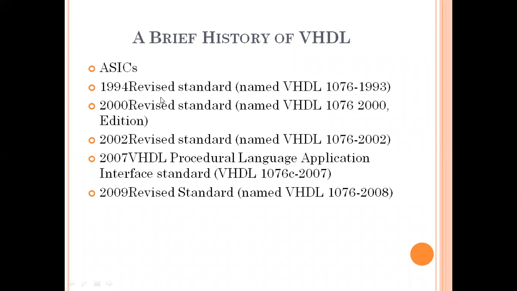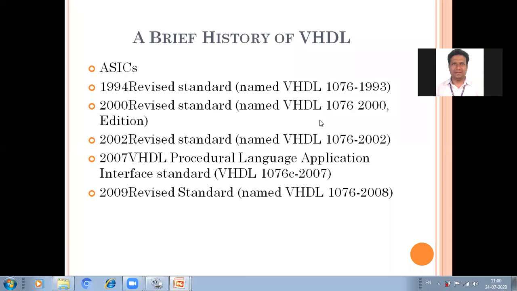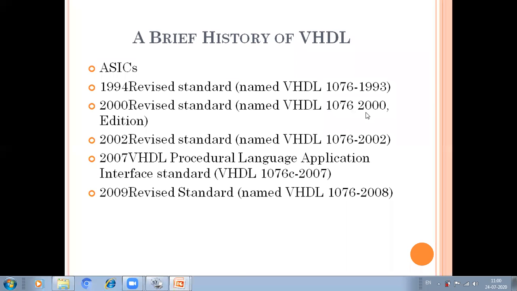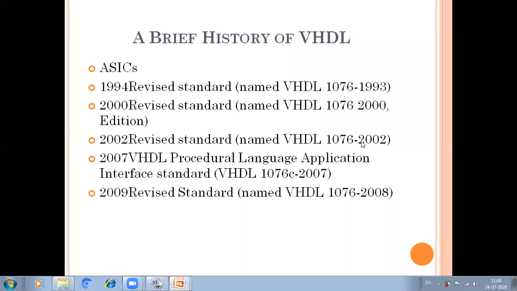Then in 1994, this is the revised standard for VHDL, named 1076-1993, right? In 2000, again a revised standard for this language, named VHDL 1076-2000 edition. In 2002, the 1076-2002. And in 2007, 1076C-2007. And most recently revised in 2009, that is 1076-2008.